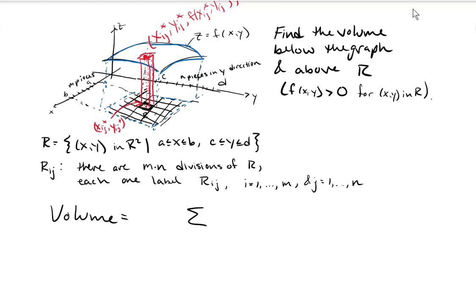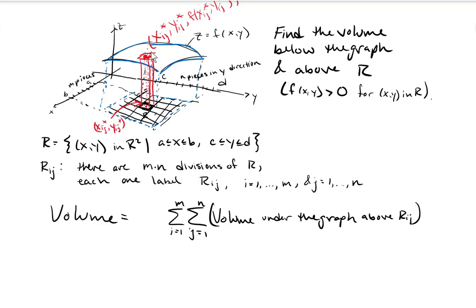We start out by saying the volume should be, just like we did before, a sum, but now it's actually two sums, because you go from i equals 1 to m and j equals 1 to n of the volume under the graph above Rij. That's the idea. Add up all the volume under the graph above each one of these little rectangles for i equals 1 through m, j equals 1 through n. You get every one of them. That should be the total volume under our surface above this rectangle R we started with.